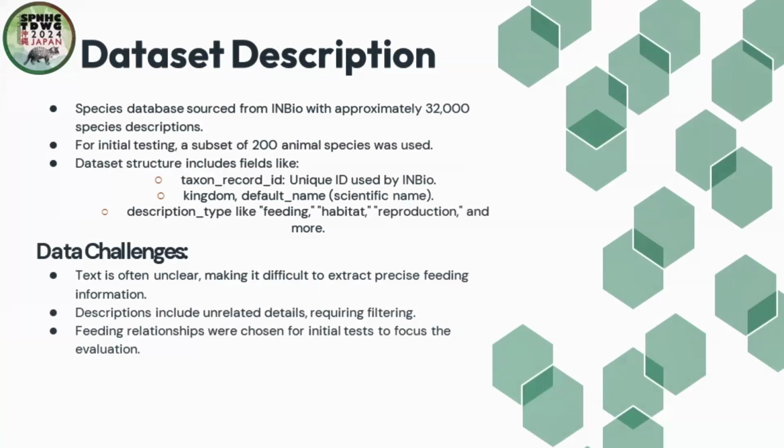For this project, we focus on a subset of 200 animal species. The Envio dataset includes fields such as species scientific names and various types of description like feeding, habitat, reproduction, behavior, and more fields. The descriptions are in both Spanish and English, adding diversity and complexity. However, the text often includes related details requiring careful filtering. We select feeding relationship for this project to ensure clear and consistent evaluation.